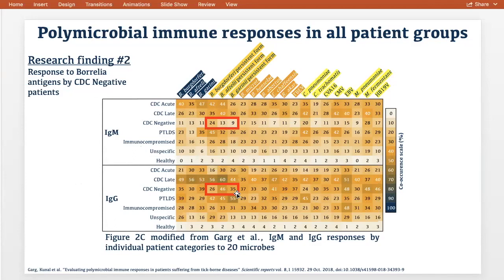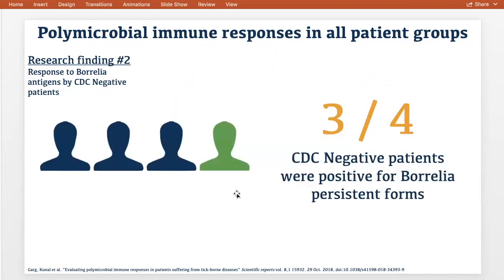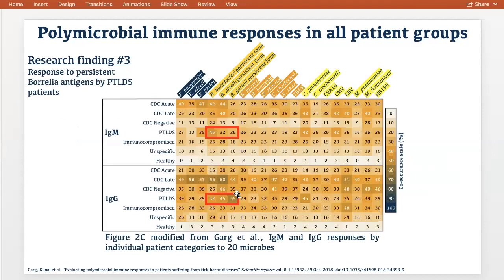And we saw 70% of the patients that were negative by the CDC criteria actually responded to the persistent forms, which therefore correlates into 3 patients out of every 4 CDC negative patients being positive for Borrelia persistent forms in our study. And going forward, a larger trend is seen in post-treatment Lyme disease syndrome patients.